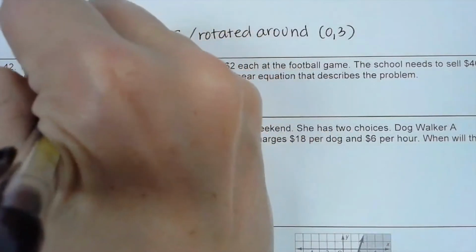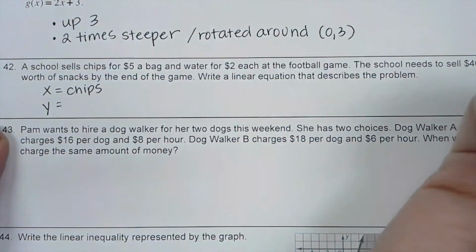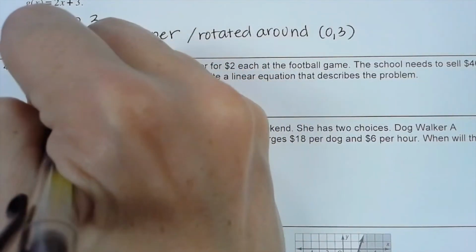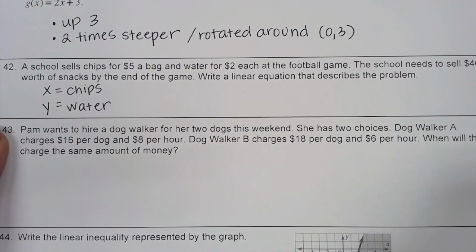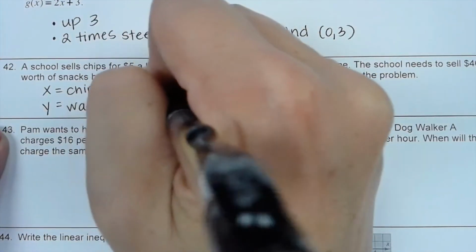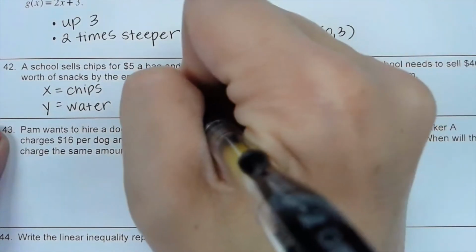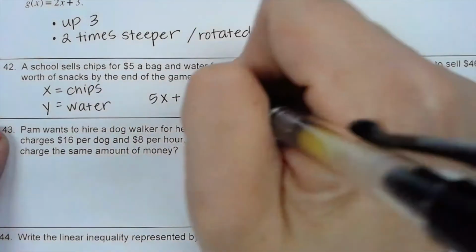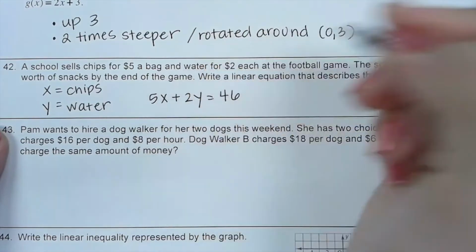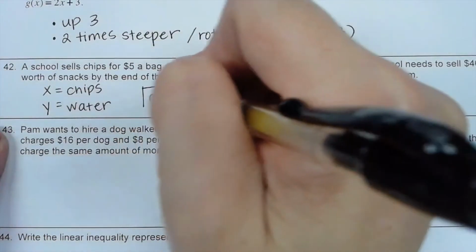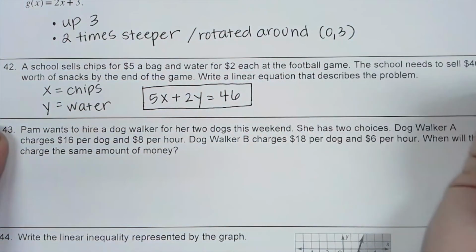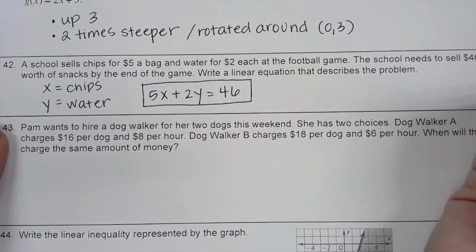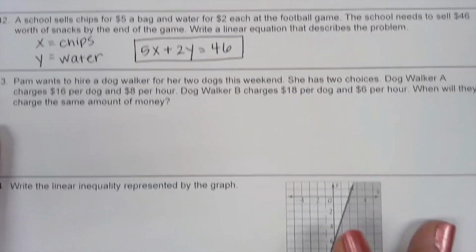So if you let x equal chips, and if you let W or Y equal water, if they're trying to sell $46 worth of stuff, $5 for each bag of chips plus $2 for each water sold would need to equal $46 in order for them to reach their sales goal. So you're taking the math that's happening in words and you're translating it into math to give an equation that represents what's going on in the problem.